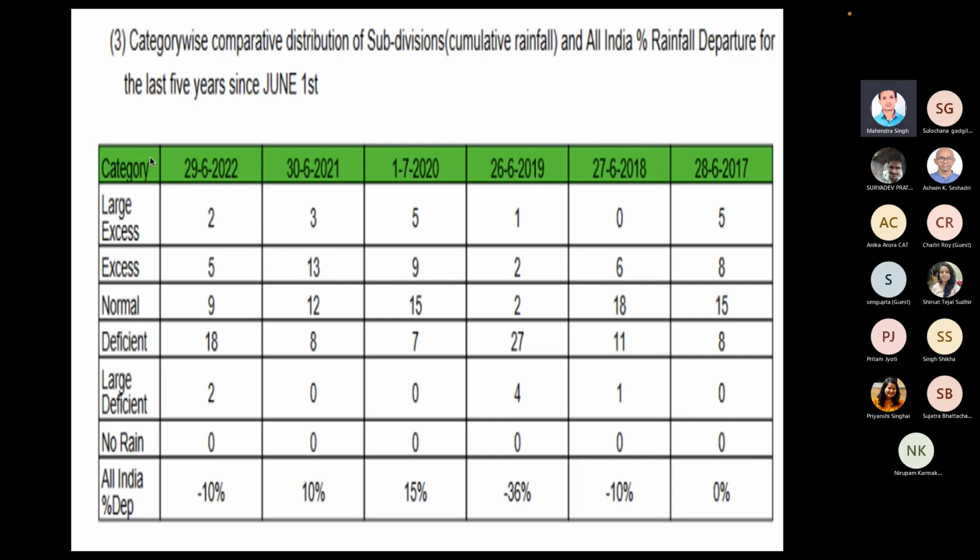So what I'm saying is that this year is not bad compared to, but not as good as last year. Last year, as you saw, was much better. But compared to 2019, we are doing much better. But even in 2019, in spite of such a poor situation, it recovered. So that possibility is always there in the case of monsoon in July and August.